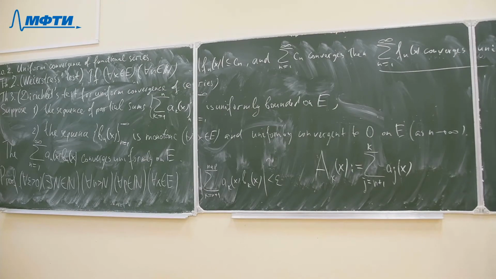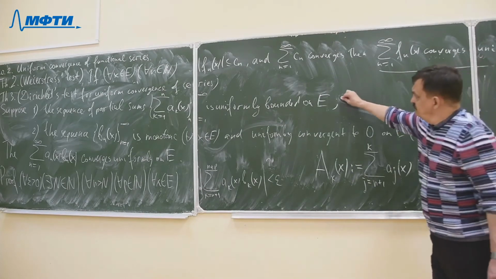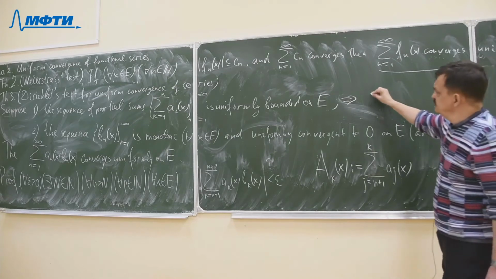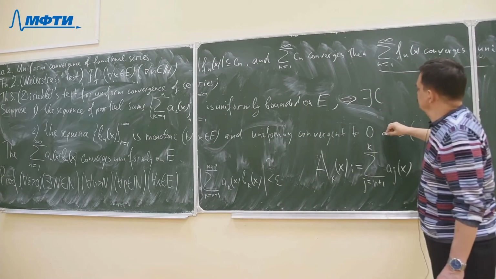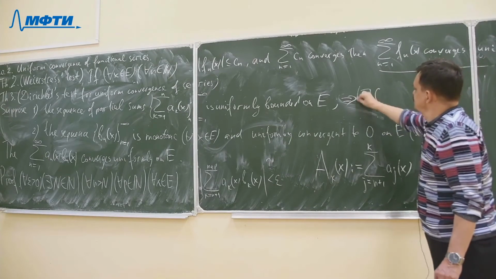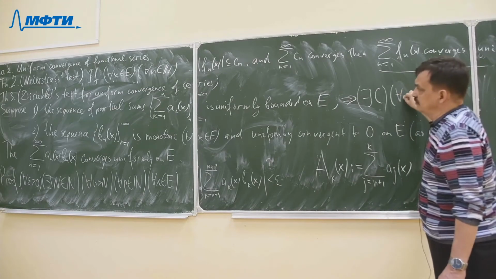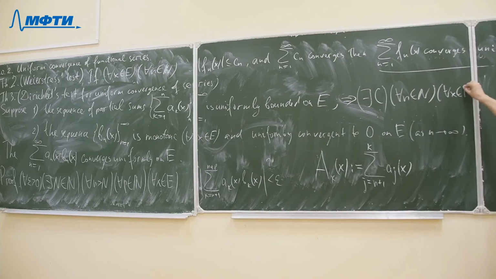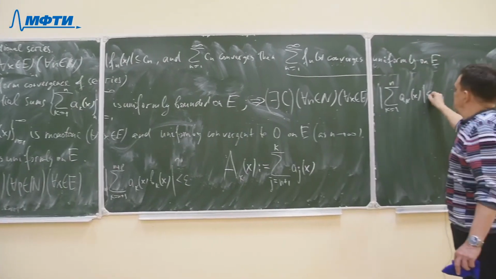So, let me write what uniform boundedness means. Uniform boundedness means there exists a constant C such that for all n natural and for all x in E, we have an inequality: the modulus of the sum k from 1 up to n of a_k of x is less or equal than C.